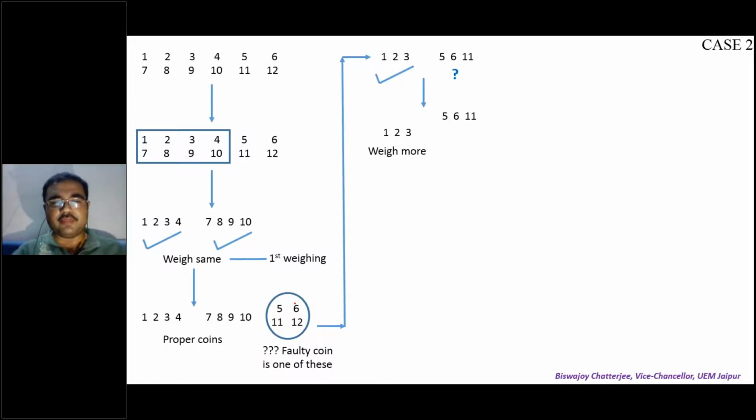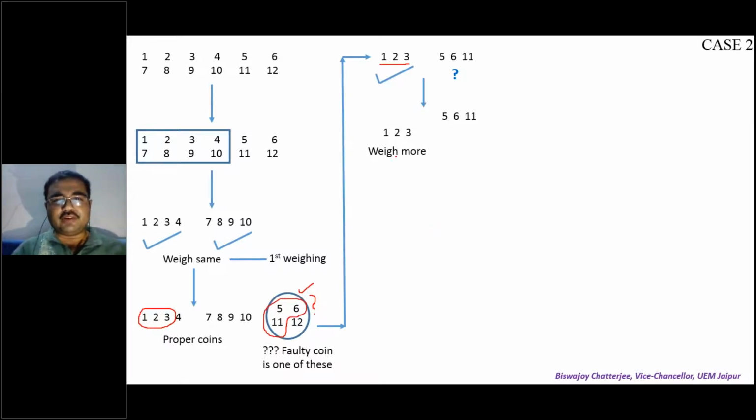You have left out 1, 2, 3, 4, 7, 8, 9, 10, knowing that they are proper coins. So the doubtful coin is only over here. This is your question. Now what to do? What to do is you take 1, 2, 3, any three proper coins, as I've said already, and any three doubtful coins, and put them on two sides of the weighing scale.